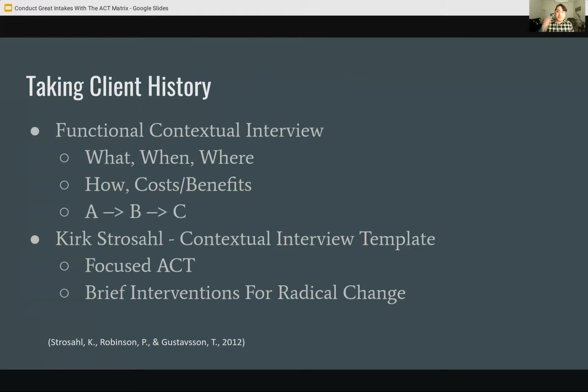Throughout the interview, we're also trying to uncover the antecedents, behaviors, and consequences embedded in the client's story. So that just means antecedents are what happened just before a behavior or just before something happened. And then consequences are what happened after a behavior or after an action.